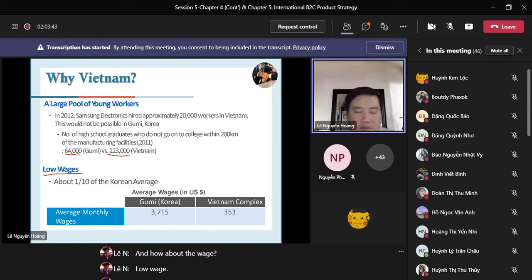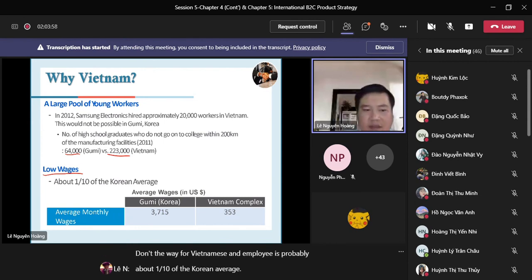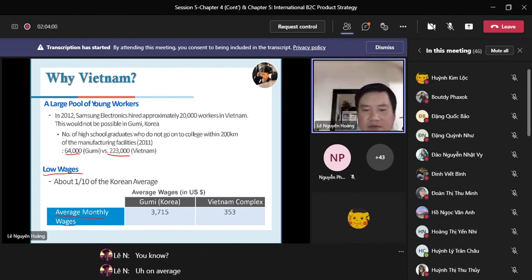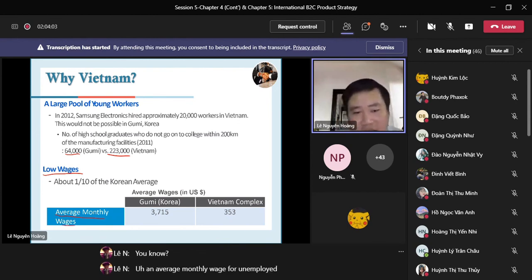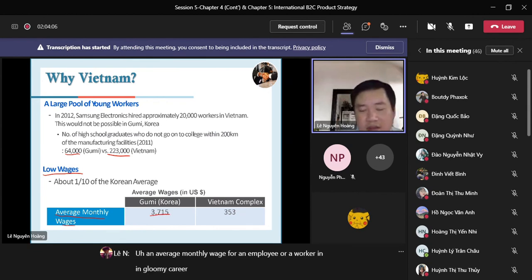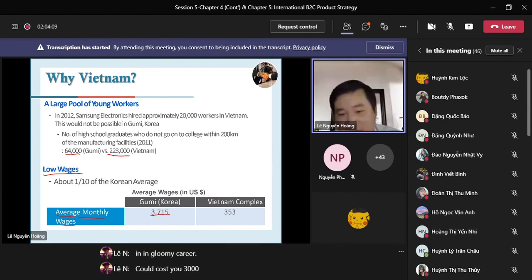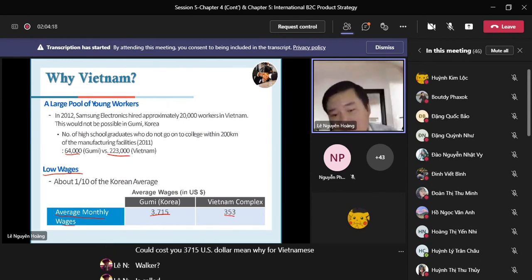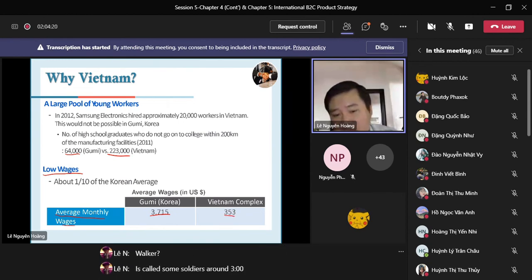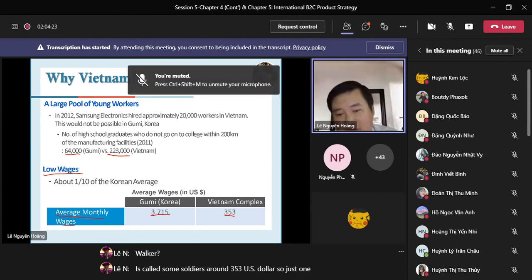The wage for a Vietnamese employee is roughly about 1/10 of the Korean average. An average monthly wage for a worker in Gumi, Korea could cost you $3,715. Meanwhile, for a Vietnamese worker, it costs Samsung just around $353. So just 1/10. Very cheap.